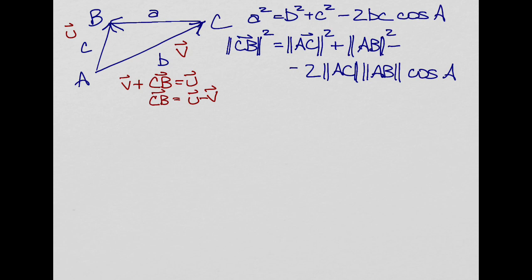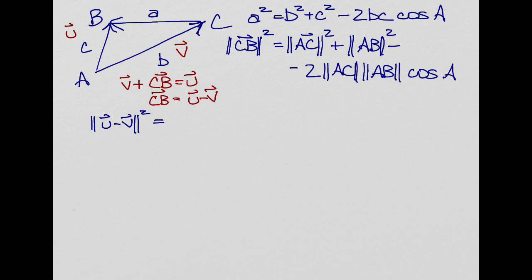Subtracting v from both sides. And so the next thing I want to do is rewrite this law of cosines using u's and v's instead of a's and b's and c's. Here it goes. So the magnitude of CB squared I could call the magnitude of u minus v squared. That may not seem like an improvement, but it is eventually.